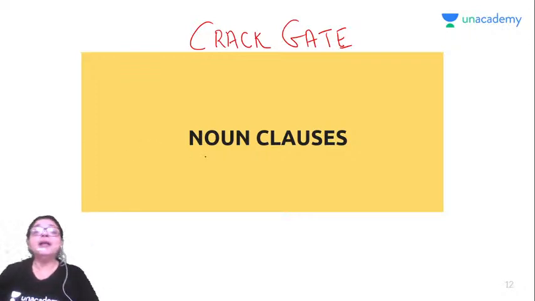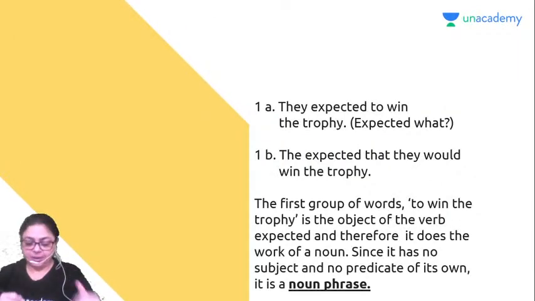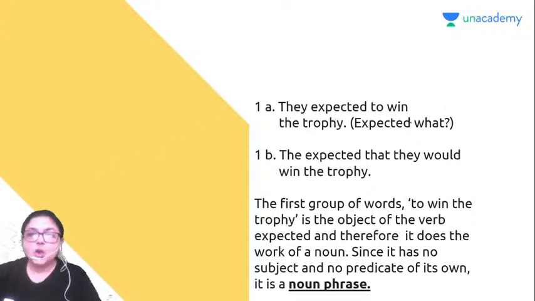We are going to learn noun clauses. Okay, fine. Now I'm going to explain what noun clauses are. They expected to win the trophy. Now, whatever we want to do, we will do with examples. When we have examples, it is very easy to understand the whole thing. So every day I give a lot of importance to giving examples so that all of you know how to understand this. They expected to win the trophy.